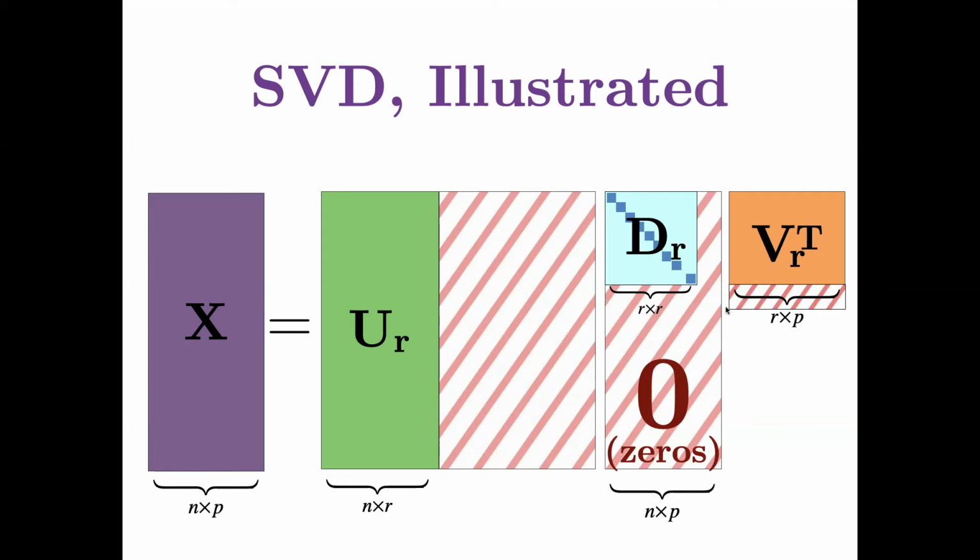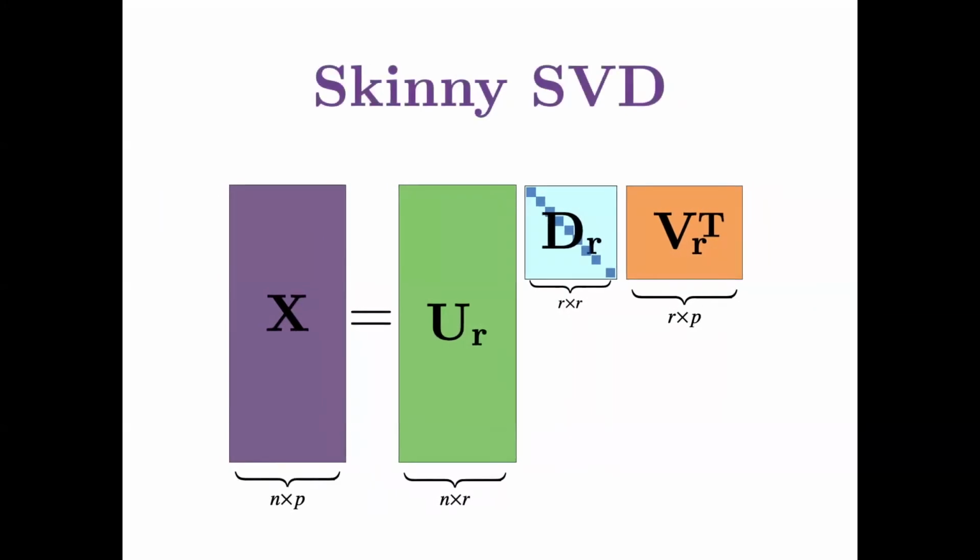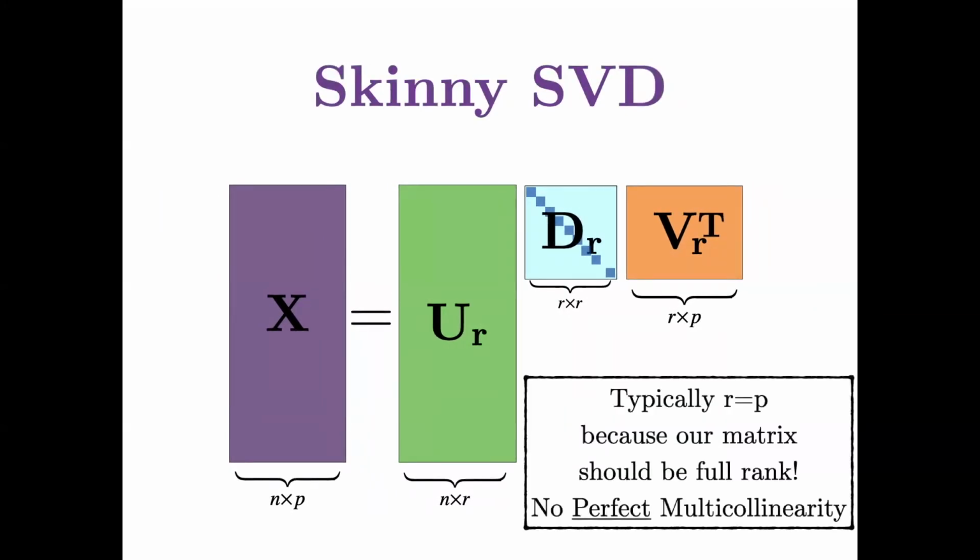Now, again, if R is equal to p, I don't lose anything in V. I have a full rank matrix. And that leaves me with what's known as the skinny SVD. Okay, again, R should be equal to p because our matrix should be full rank.